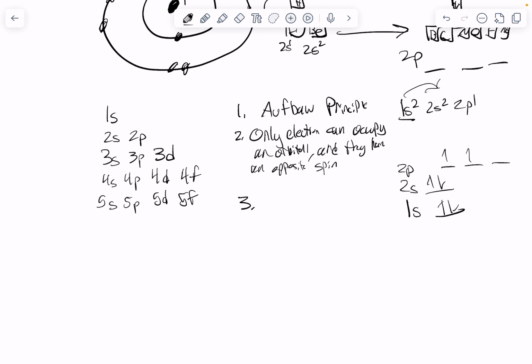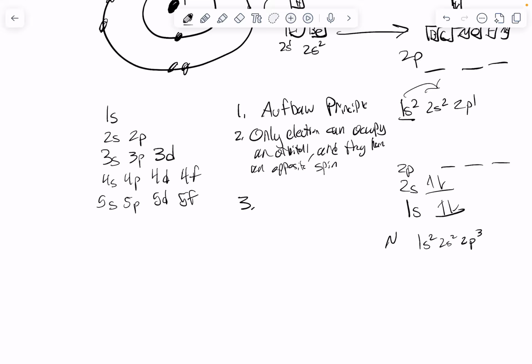The third rule states that you must fill in each orbital with 1 electron before you can go to the next, right? So let's take nitrogen for an example. Nitrogen's configuration is 1s2, 2s2, and then 2p3. Okay? So some people might draw it like this. No, that's incorrect. Are you kidding me? You have to fill them in.